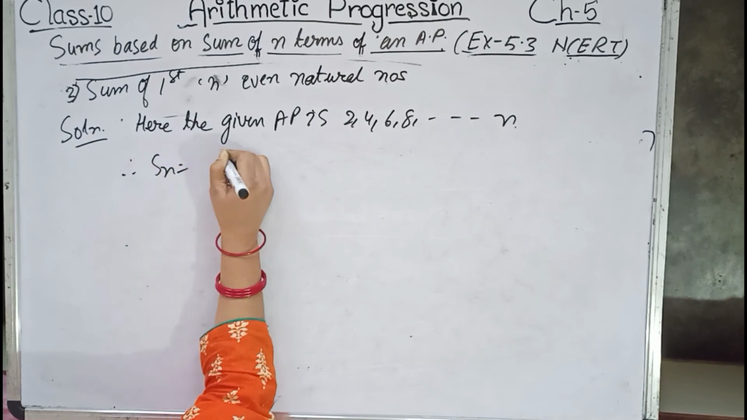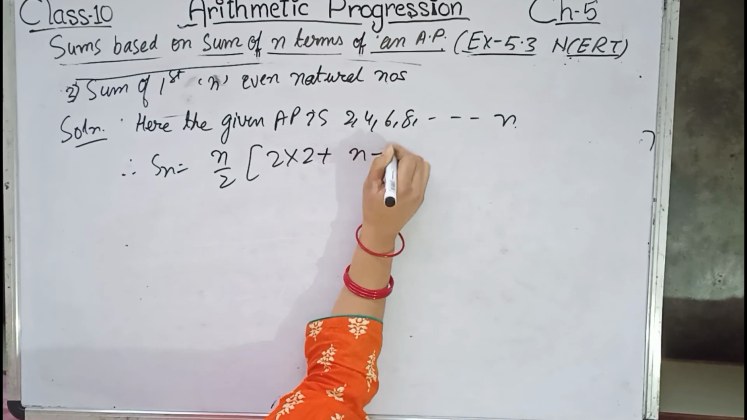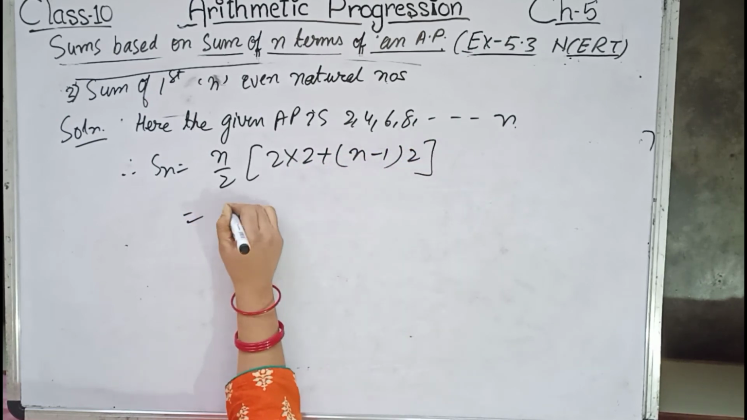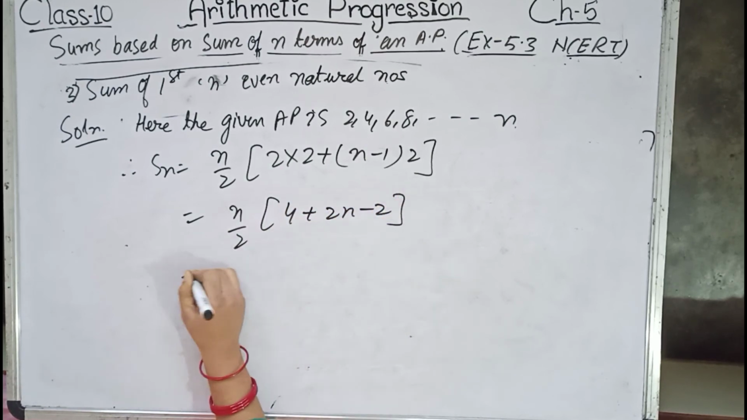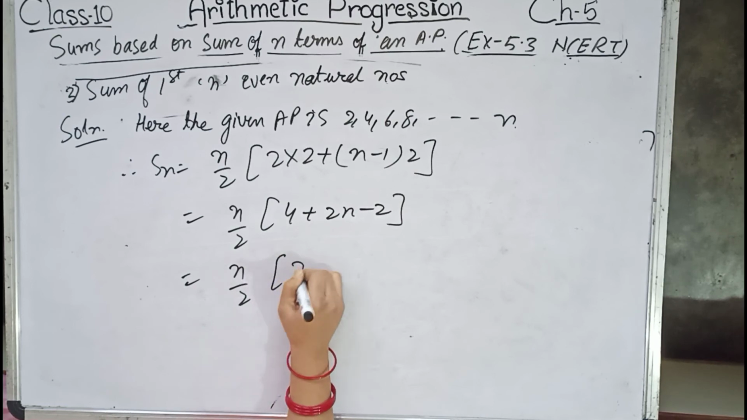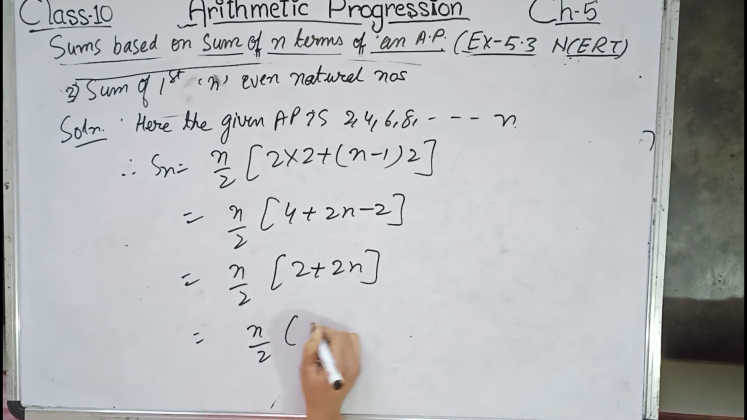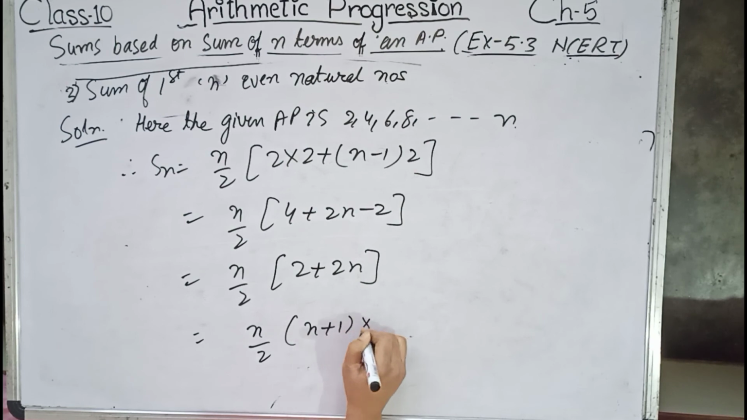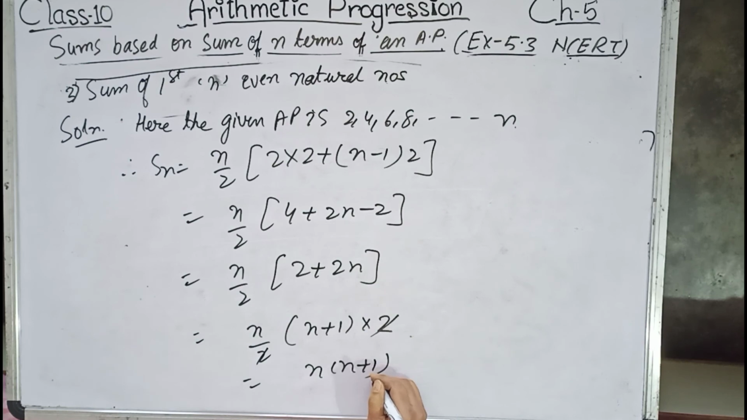Therefore Sn equals n by 2, 2a plus n minus 1 into d. So what we will be getting? 4 plus 2n minus 2 equals n by 2, 2 plus 2n equals n by 2, and over here n plus 1 and common is 2. This 2 cancels, equals n into n plus 1. So the sum of the first n even natural numbers is n into n plus 1.